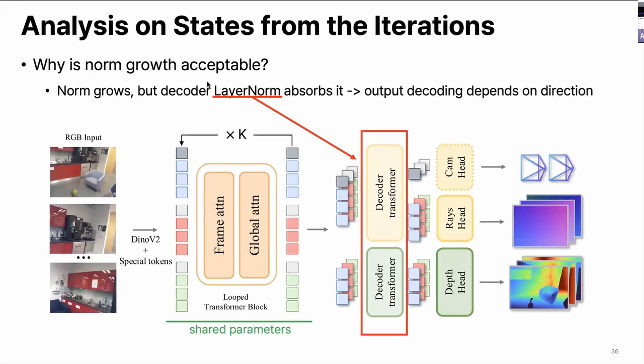Then a natural question is, if the norm keeps growing, why does the model still work? And the paper explains this phenomenon using the layer norm of the decoder. The decoder starts with layer norm, so it normalizes the feature magnitude before decoding. And because of this, the raw norm growth is less harmful, and the decoder mainly sees the normalized direction of the representation. So the model can allow the norm to grow while still producing stable outputs.